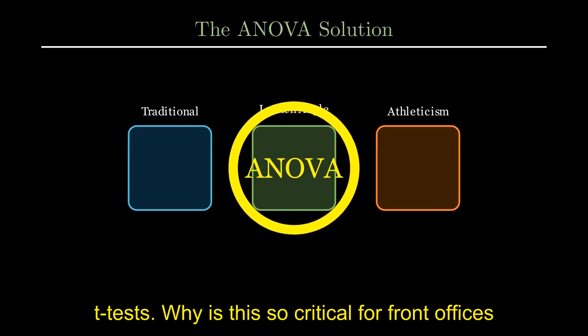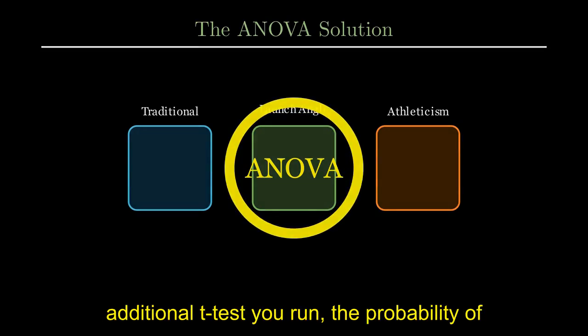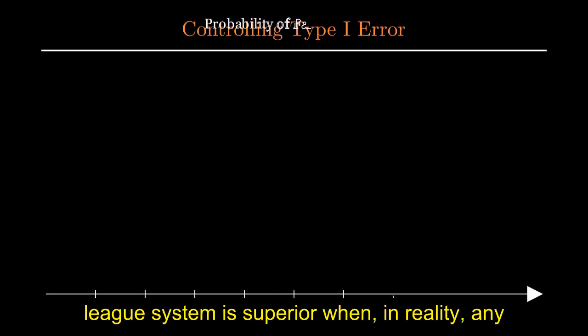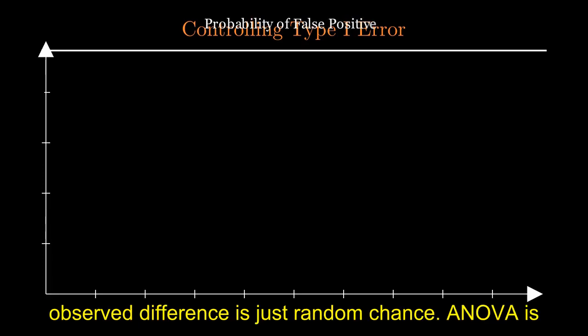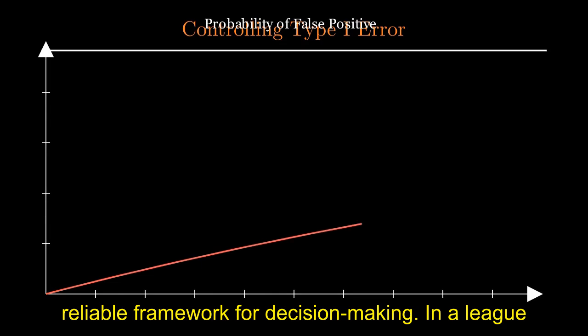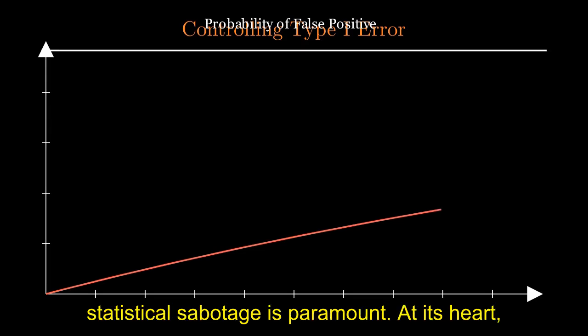Why is this so critical for front offices obsessed with marginal gains? Because with every additional t-test you run, the probability of falsely declaring a significant difference, a type 1 error, skyrockets. You might conclude that one minor league system is superior when, in reality, any observed difference is just random chance. ANOVA is designed to control this risk, providing a much more reliable framework for decision-making. In a league where every percentage point matters, avoiding statistical sabotage is paramount.